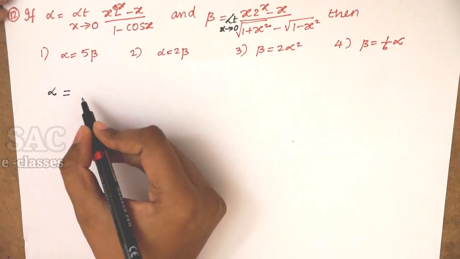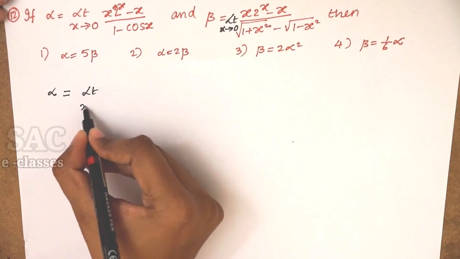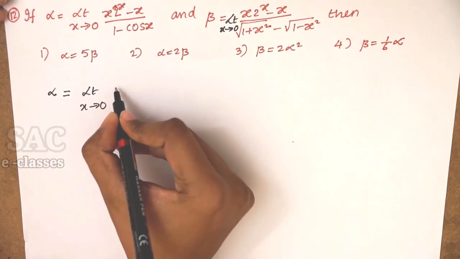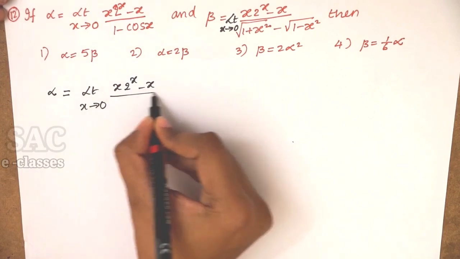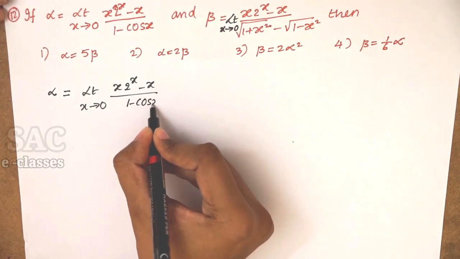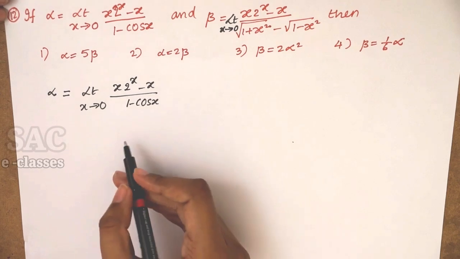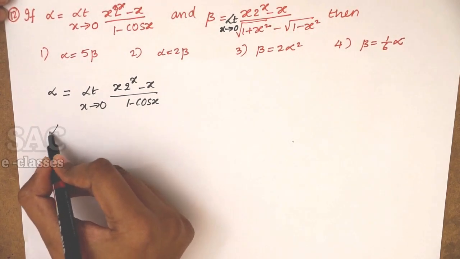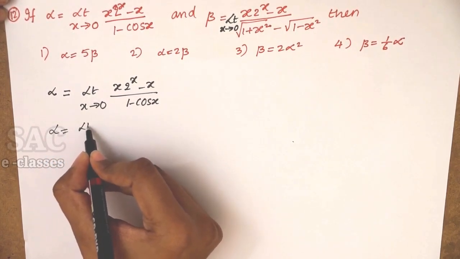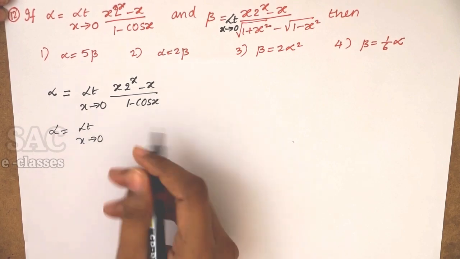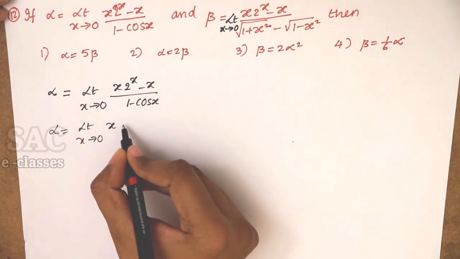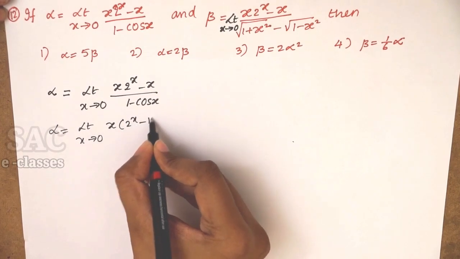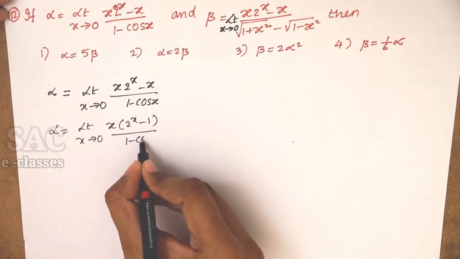Now look at the problem. Alpha equal to limit x tends to 0, x into (2 power x minus 1) by (1 minus cos x). In what way can we calculate this one? The better way here: alpha is equal to limit x tends to 0. If I substitute directly, the 0 by 0 form is coming, so let me take x out, by 1 minus cos x.